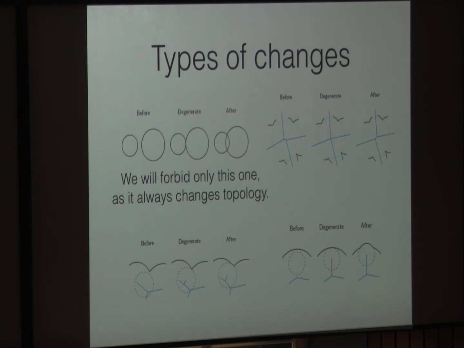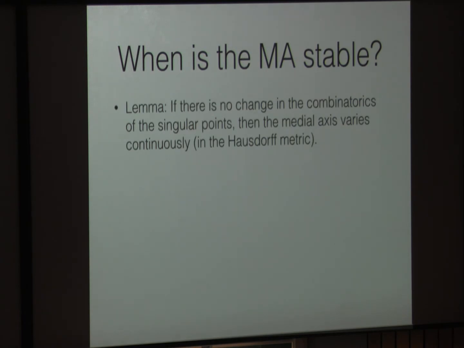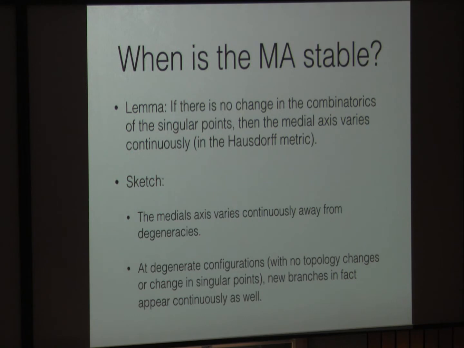I believe in topology, and so we're going to look at how these can move as long as the overall topology doesn't change. So you're not allowed to create cycles or join things. But otherwise, it turns out a lot of these are fairly stable as things move. So if there's no change in the combinatorics of the singular points, you still have the same number and they still come from the same interior points, so to speak, then the medial axis actually varies continuously in the half-stroke measure.